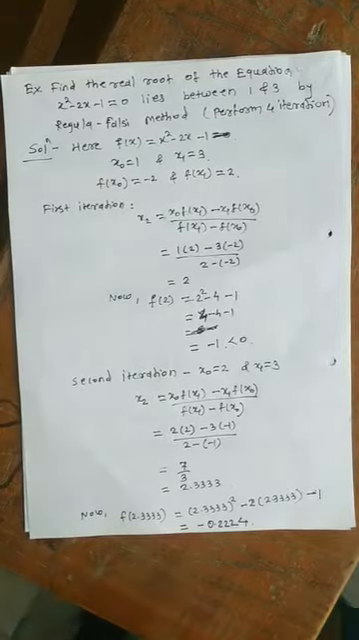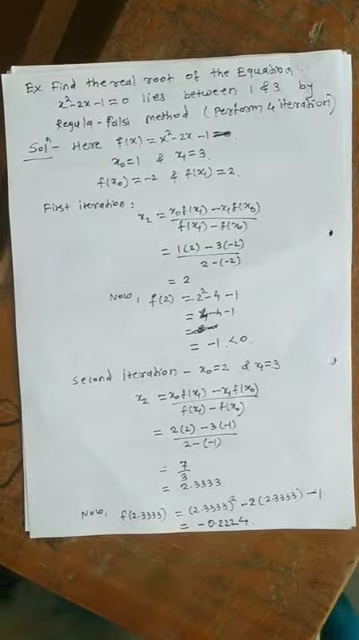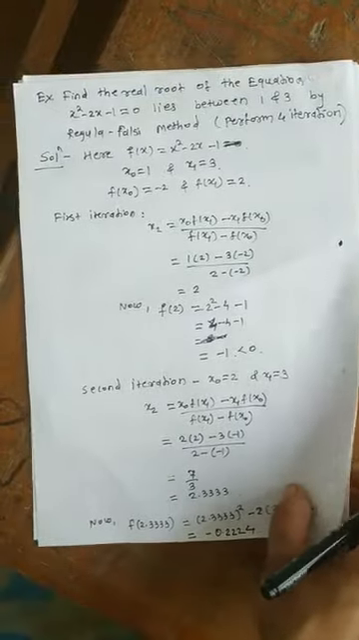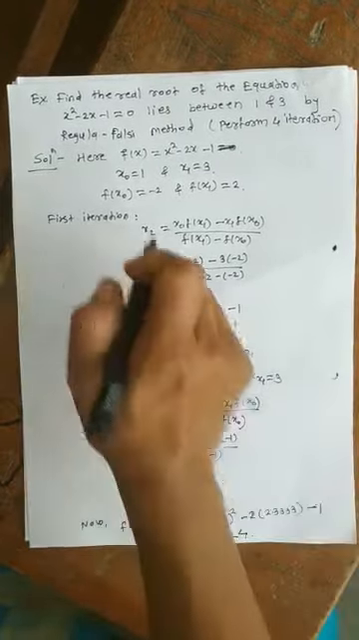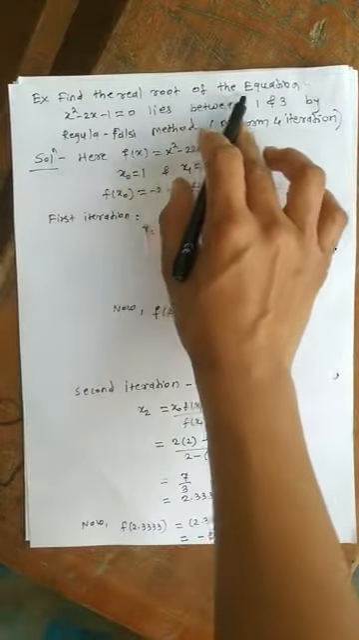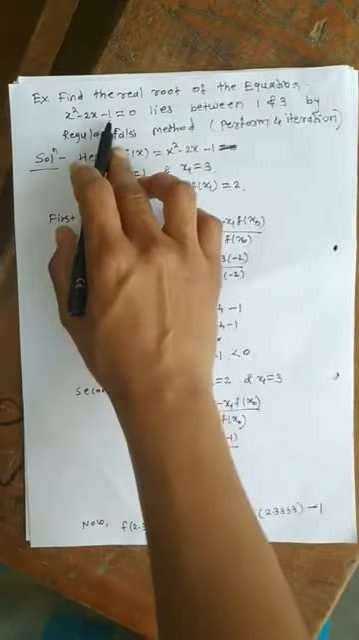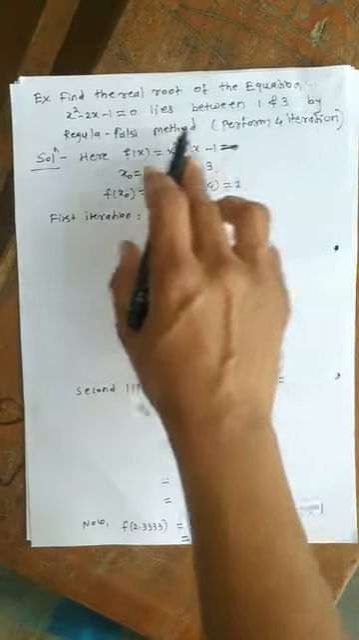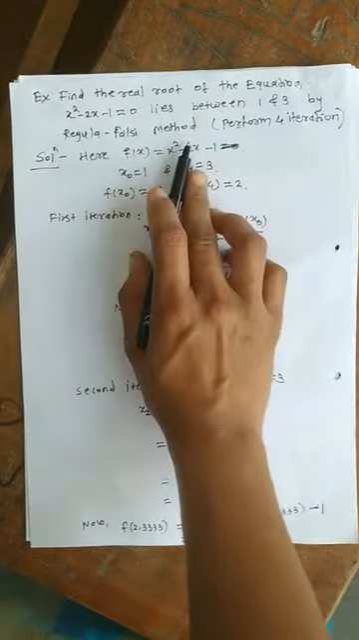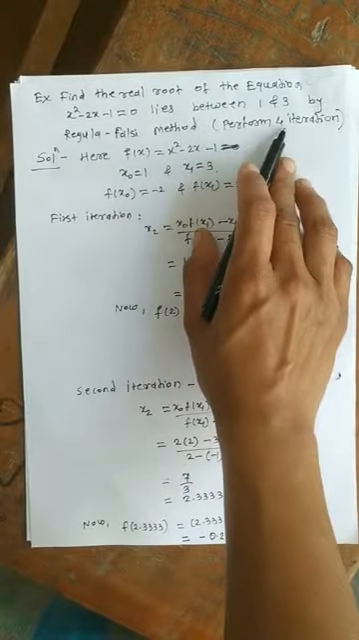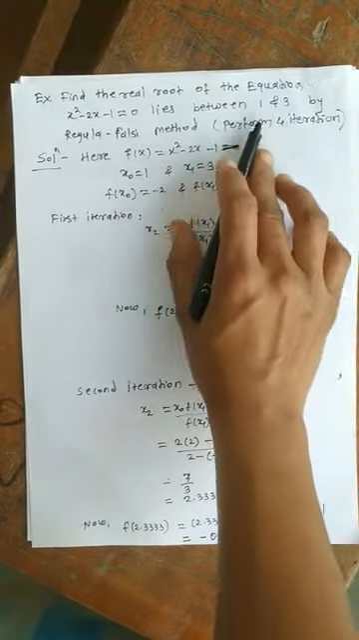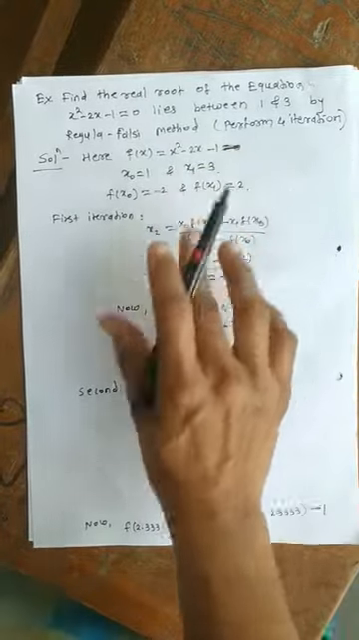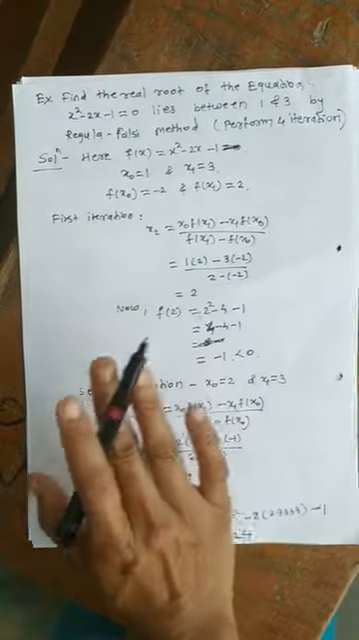Hello students, we take another example on the false position method. Okay, so see the example. Find the real root of the equation x square minus 2x minus 1 is equal to 0 that lies between 1 and 3 by the regula falsi method. We have to perform 4 iterations. After 4 iterations we stop the process and we get the answer.